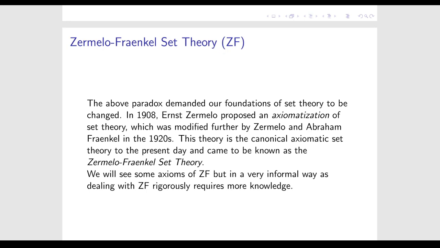In 1908, Ernst Zermelo proposed an axiomatization of set theory, which was modified further by Zermelo and Abraham Fraenkel in the 1920s. This theory is the canonical axiomatic set theory to the present day and came to be known as the Zermelo-Fraenkel set theory. We will see some axioms of ZF, but in a very informal way, as dealing with ZF rigorously requires more knowledge.